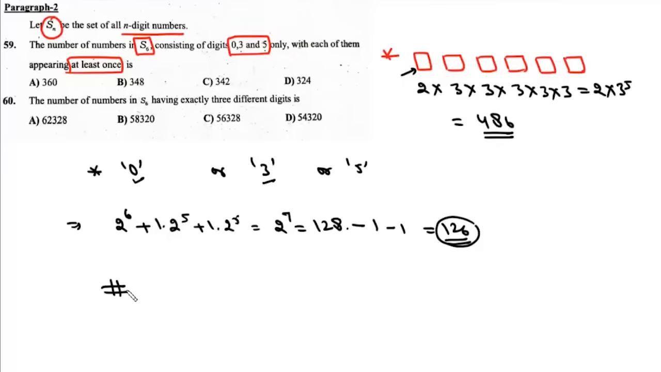So the total number of numbers in which all these digits appear at least once is given by 486 minus 126, which is 360. And that's your option A.